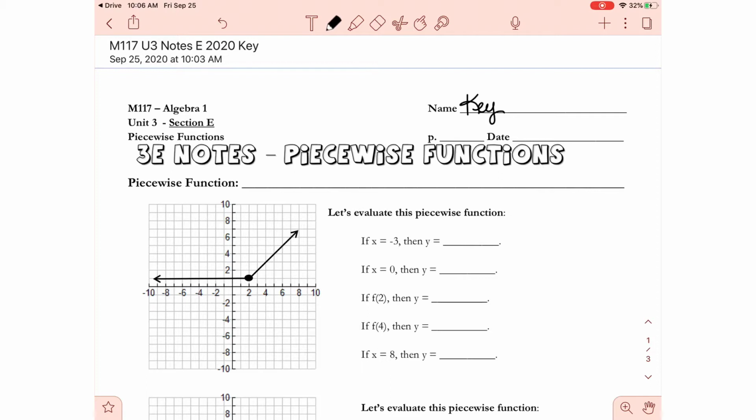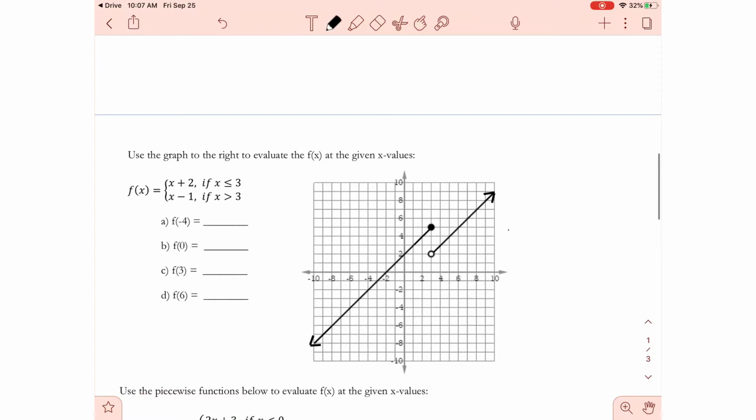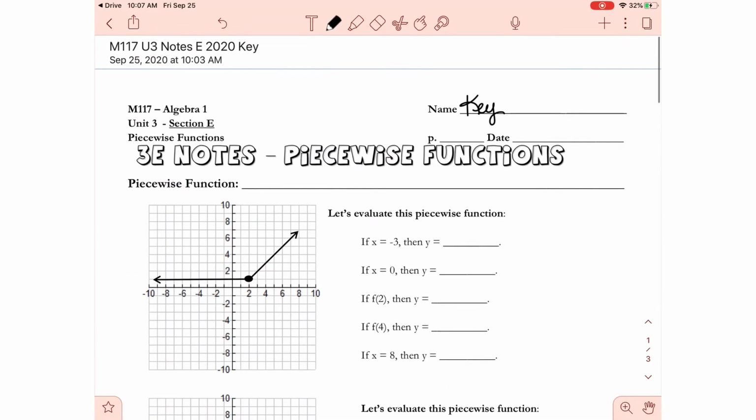Hey guys, welcome to section 3E notes, piecewise functions. So today we're going to talk about a special kind of function called a piecewise function. And a piecewise function is literally built with different pieces of different functions, okay?